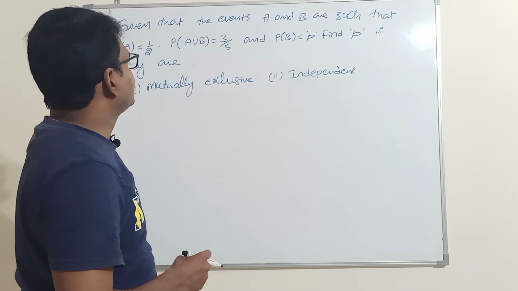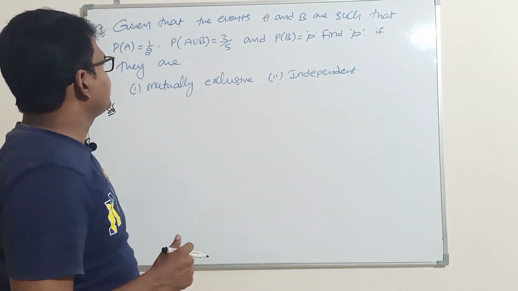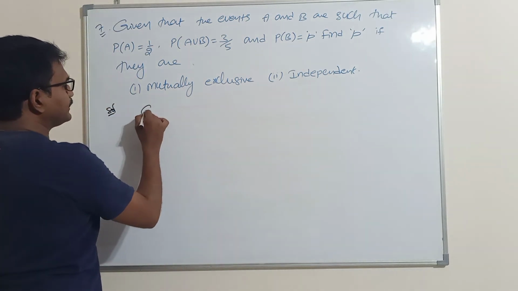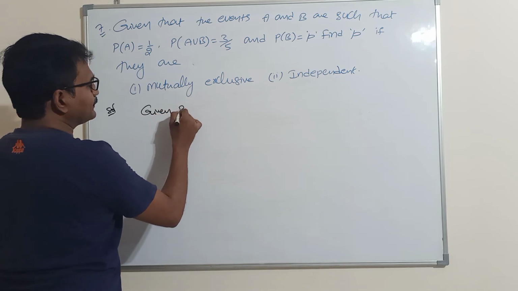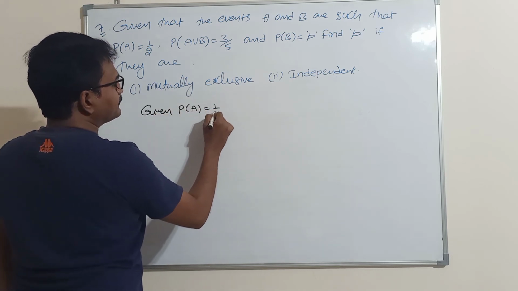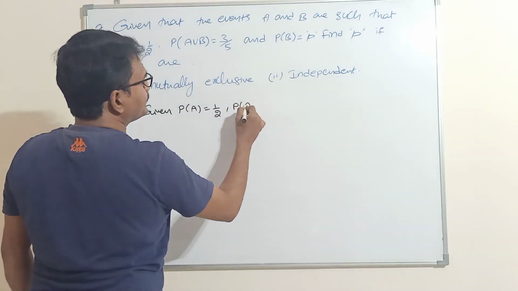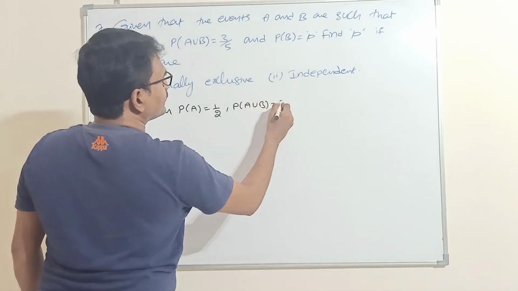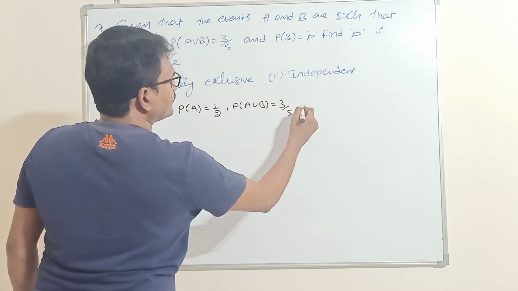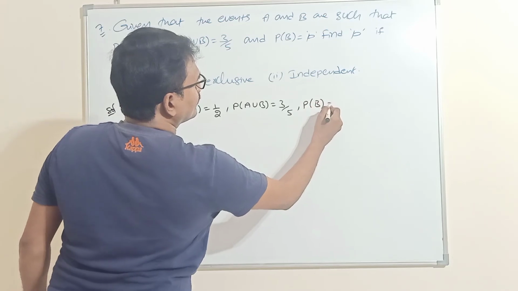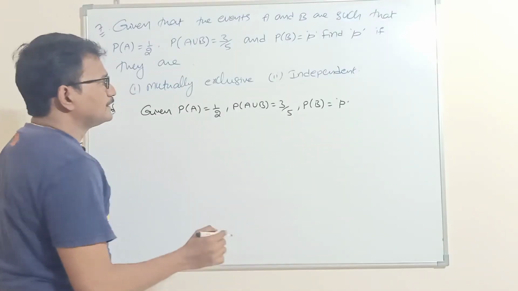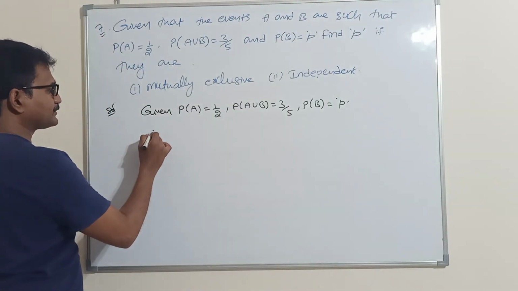Therefore, E and F are dependent events. Next, given that the events A and B are such that P of A is equal to 1 by 2 and P of A union B is equal to 3 by 5, P of B value is given as small p. Then find p if they are mutually exclusive.